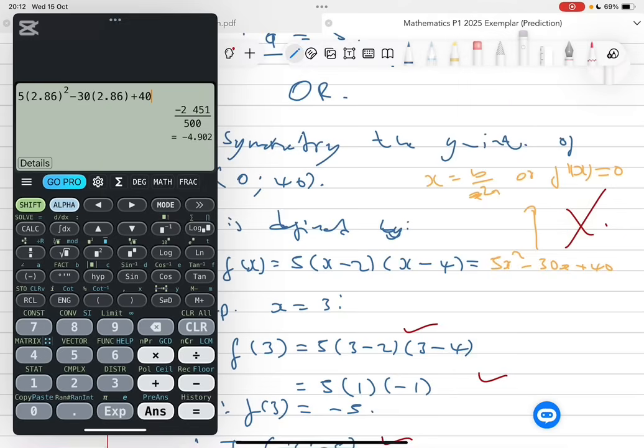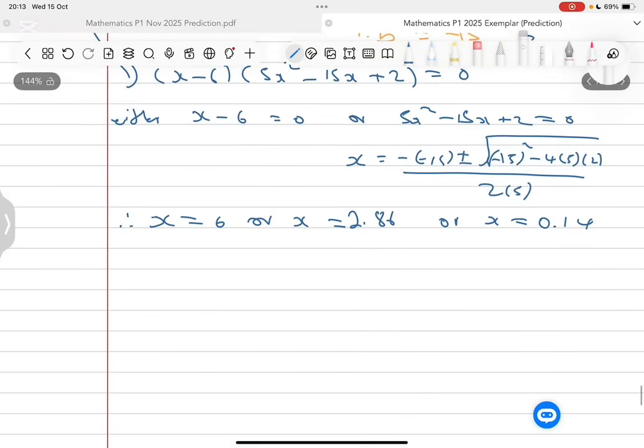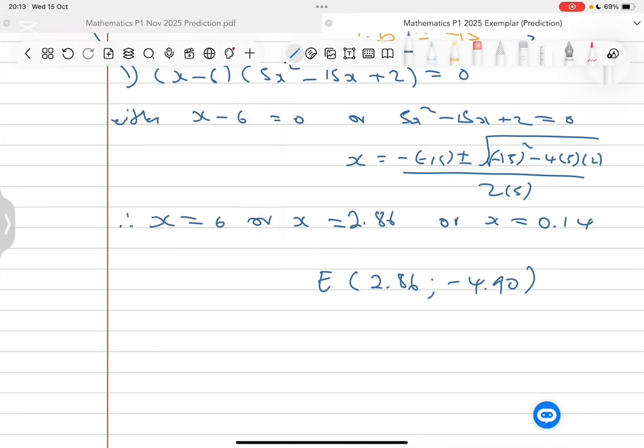So I'm smiling if I'm in an exam and I'm getting such numbers. It means this point here, I'll take it to be point E. I'll say my point E will be given by 2.86 and negative 4.90. So that is the coordinate that I'll have.